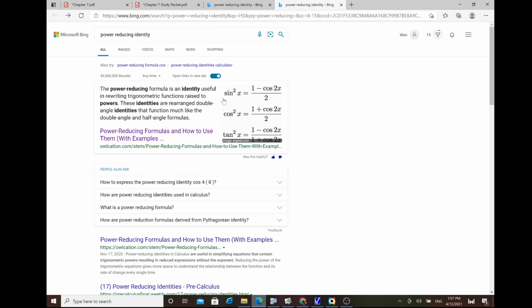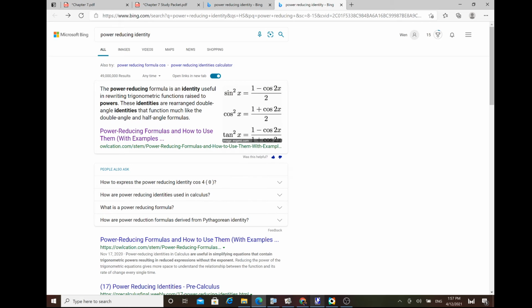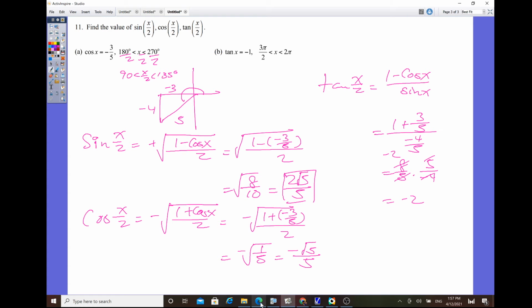So sine square of x is 1 minus cosine of 2x over 2. And then cosine square of x equals 1 plus cosine of 2x over 2. So it's quite similar to the half angle identity. The difference is that there is no plus minus, no radical, and instead of using cosine of x over 2, it's all written in terms of cosine of 2x. And then for tangent square of x, it's just 1 minus cosine of 2x over 1 plus cosine of 2x. Okay, so using the following identities, we're going to find out the rest of the solution right here for this page.